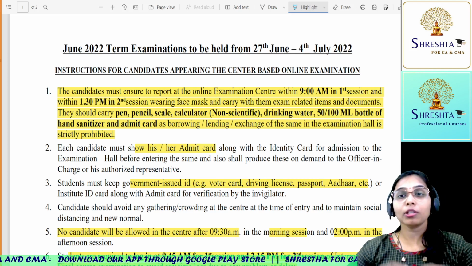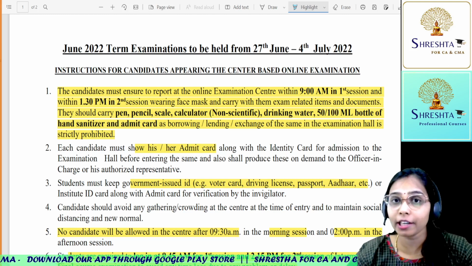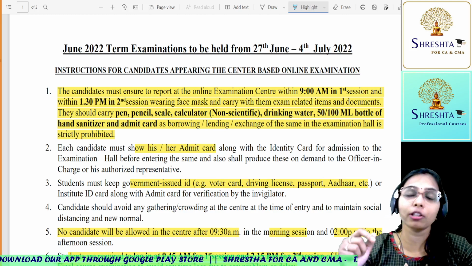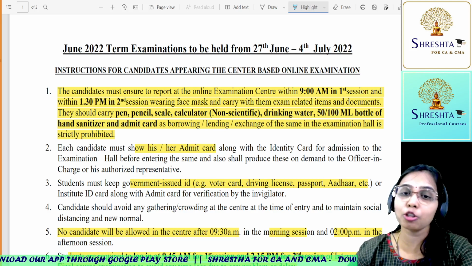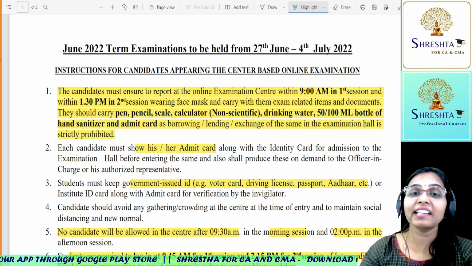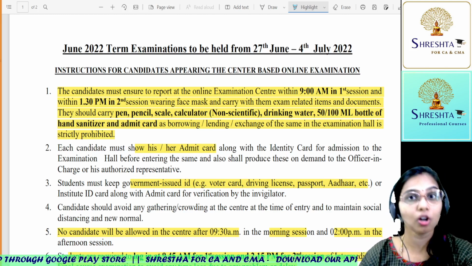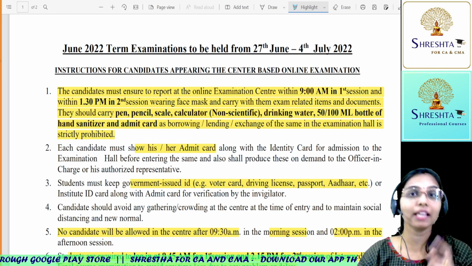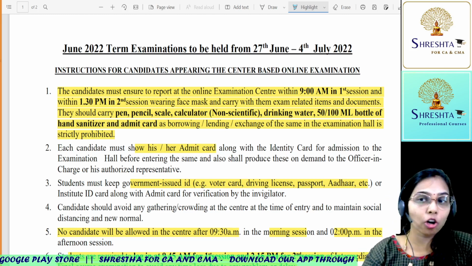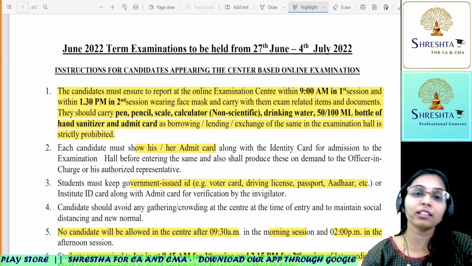Okay. So there are some points which are to be noted down by you. Make sure that you have a proper knowledge on these points. The first point is you should be before time. Okay, the candidates must ensure to report to the online examination center by 9 a.m. in the first session. If it is your first session, you should be there by 9 o'clock a.m., and if it is your second session, you should be there by 1:30 p.m.